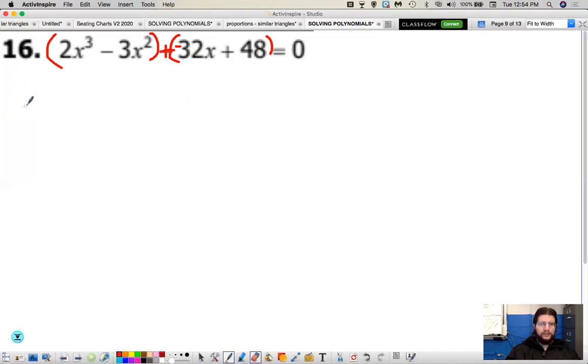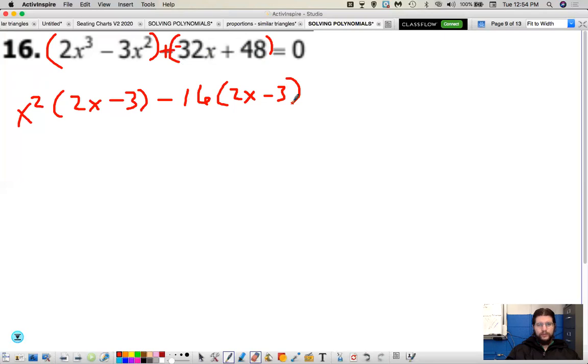In my first group, my GCF is x squared. Left with 2x minus 3. Factor out that negative. Minus 16, I think, yeah, 16, times 2x minus 3. So negative by negative is, or positive by negative is negative. So equal to 0. Now let's look here.